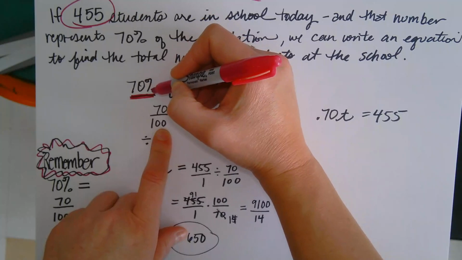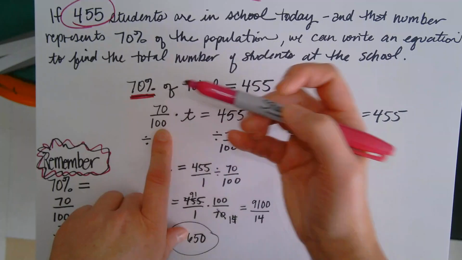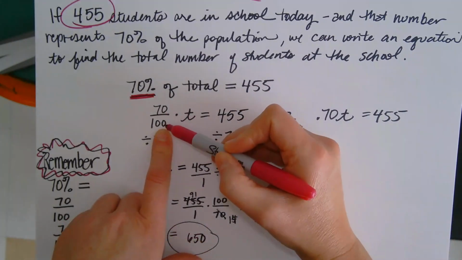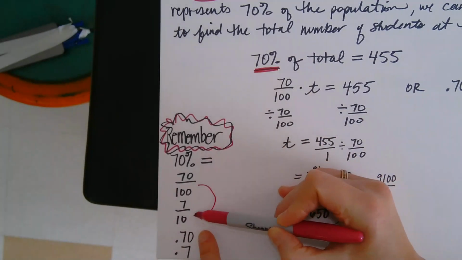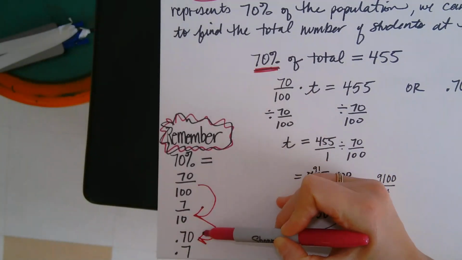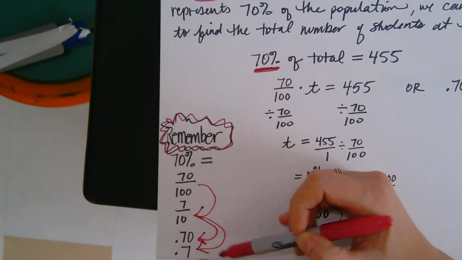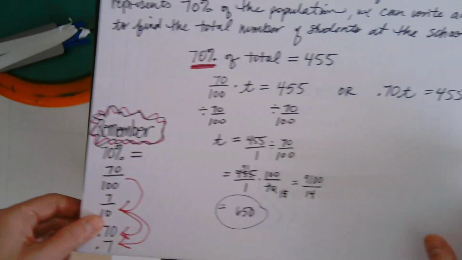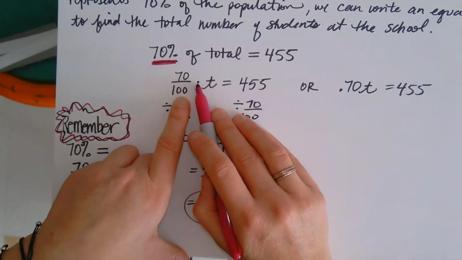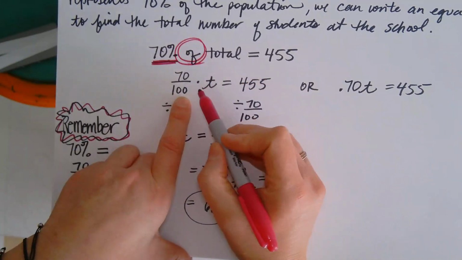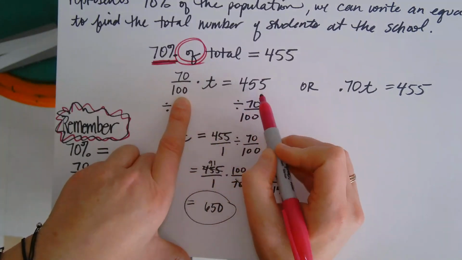We also know that 70% can be written as 70 hundredths, and that's how we're going to write it when we use it in an equation, 70 hundredths. We could also write it, look down here everybody, as 7 tenths. We can also write it as 70 hundredths as a decimal, and we could also write it as 7 tenths as a decimal, or 0.7. But we're going to write it like this, 70 hundredths. So 70 hundredths, I used a multiplication sign because here's the word "of." So 70 hundredths, or 70% of the total, is 455.